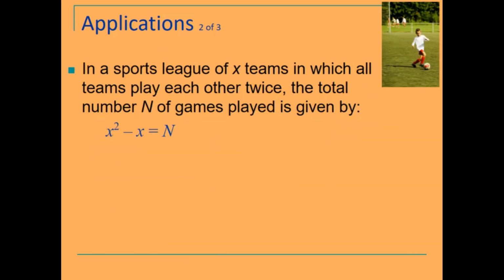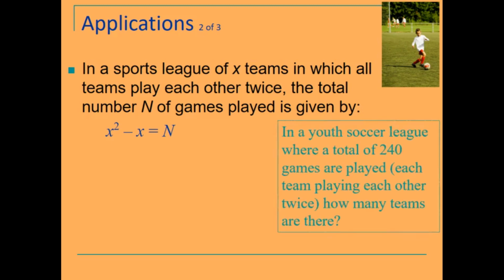Here's another application which states in a sports league of x teams in which all teams play each other twice, the total number n of games played is given by x squared minus x equals n. In a youth soccer league where a total of 240 games are played, each team playing each other twice, how many teams are there? So they're giving us the total number of games. So n can be replaced with 240. x stands for the number of teams, and that's what we're asked to solve for.